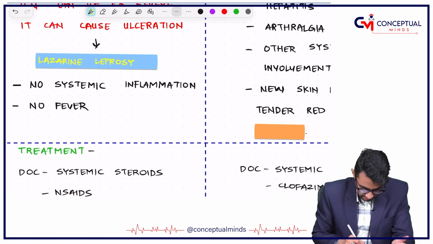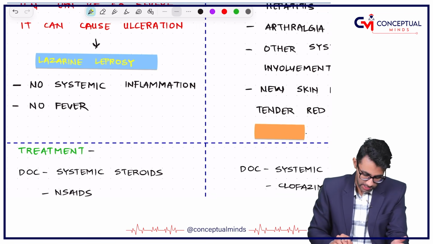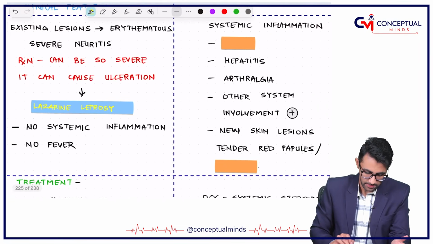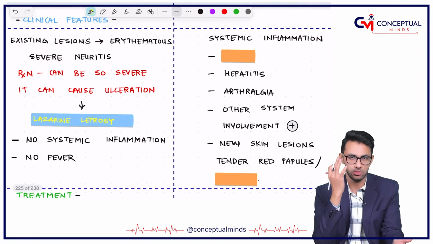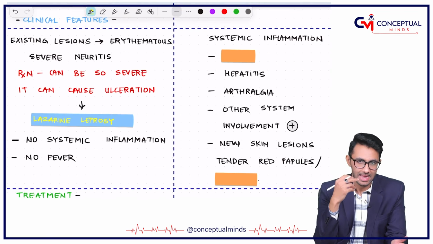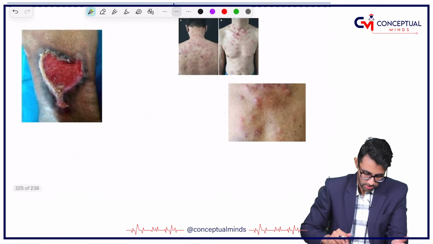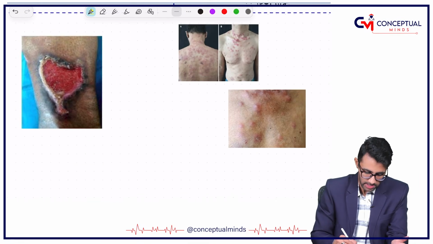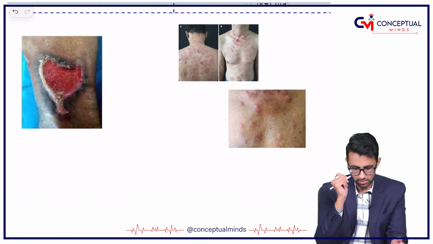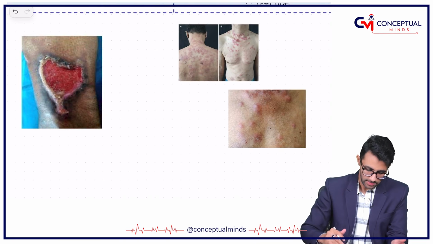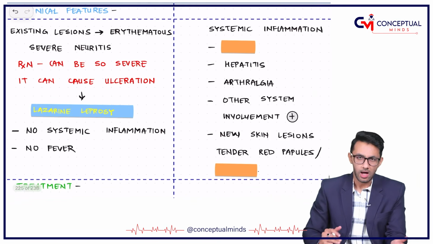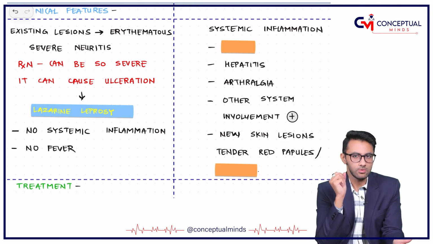Lucio leprosy. Okay. All right. So that is another type we just learned about: if the reaction is too severe, it ulcerates the skin, and that is where we end up having Lucio leprosy. Let us go ahead and see the images about it as well. So this is how it looks like.